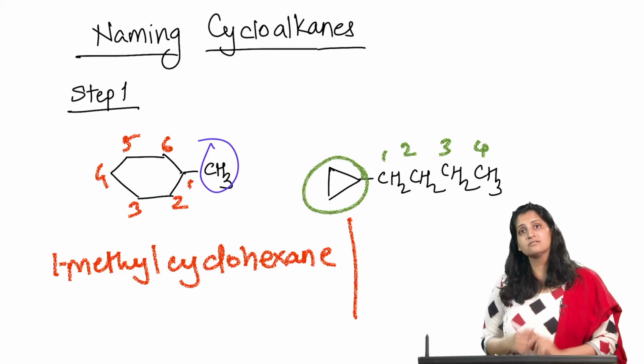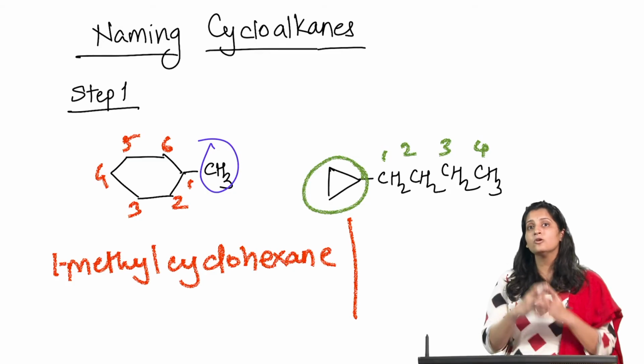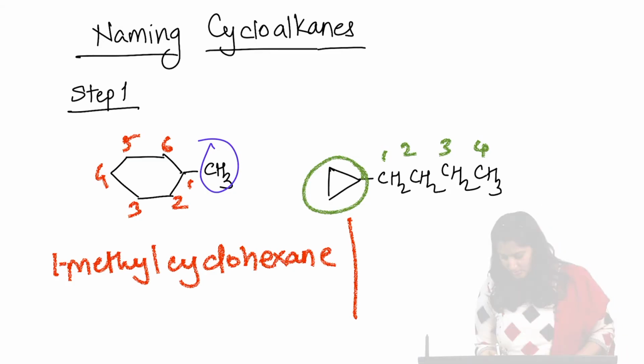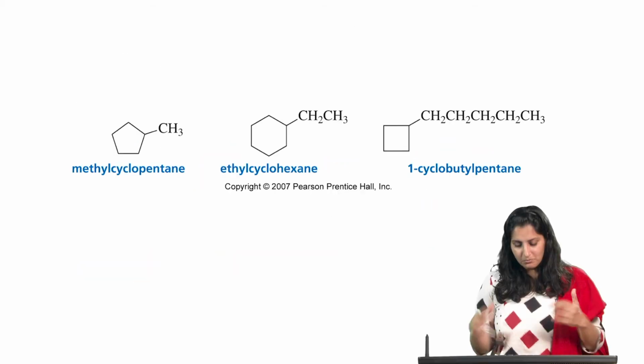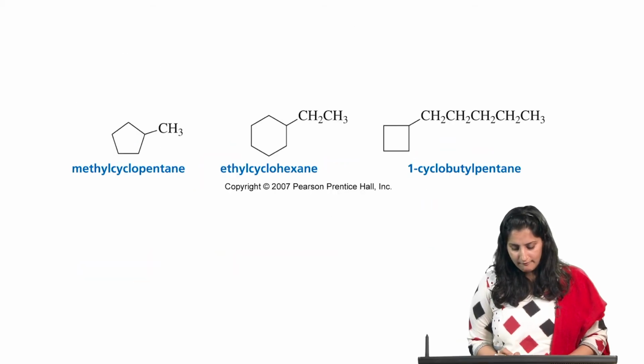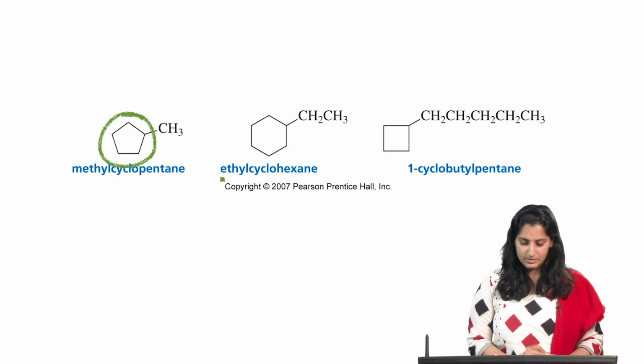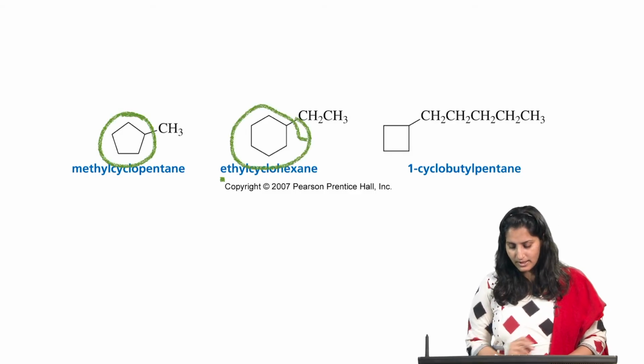So, in this case this will be named as 1 cyclopropyl butane. Okay. So, in this case our parent becomes the butane, and it will be 1 cyclopropyl butane. So, I have some more examples here. You have methyl cyclopentane, again because cyclopentane has more number of carbons, this will be ethyl cyclohexane.